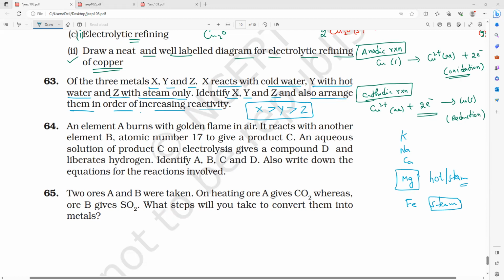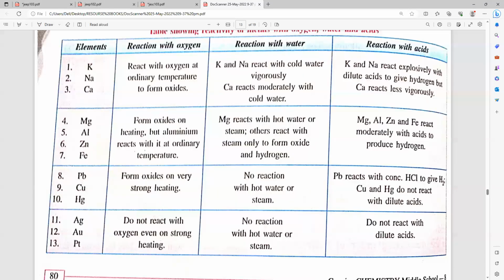And you can always see the tabular column. Till now, the same tabular column has come many times. Do you remember, everybody? Yes or no, guys? So it always has importance, and that is the reason I always stress it. Potassium, sodium, calcium, and magnesium react with cold water, hot water or steam. Aluminium, zinc and iron only react with steam. Next, lead, copper and mercury have no reaction with hot water or steam.